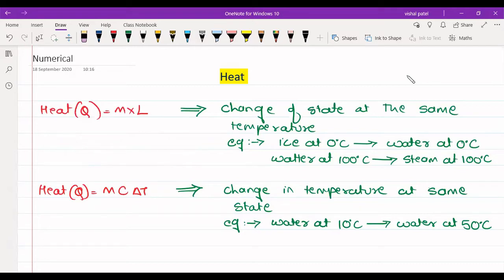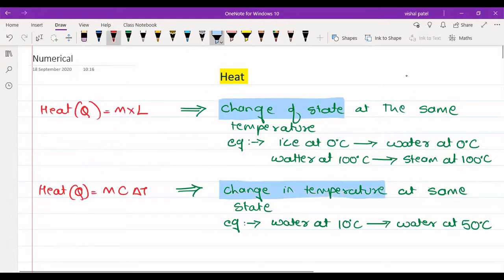Is this understood? All of you? Yes, sir. Okay, that was the first thing we did. I will highlight this change of state. Yes, this is the important thing we need to remember. Now the next is change in temperature.